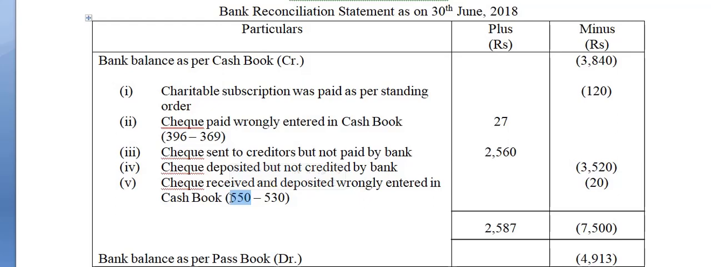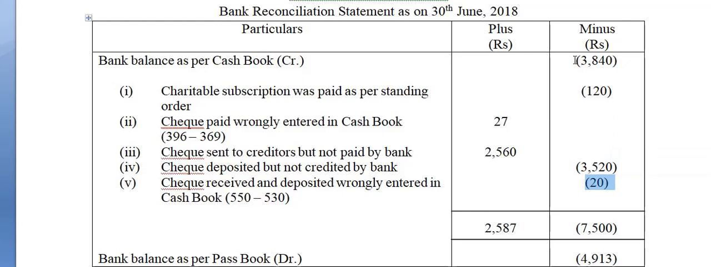That extra 20 rupees is actually your discount allowed, but in the cash book you recorded it as 550. So that 20 rupees should be subtracted. Why? Because in the passbook it has not been added. In the passbook only 530 has been added, so that extra 20 rupees which you had plus in the cash book should now be subtracted, so it should be recorded on the minus side.